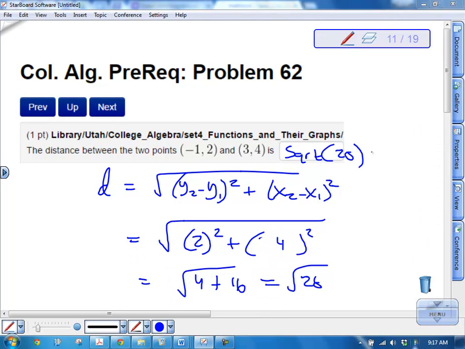It'll also accept if you reduce this: square root of 20, you get 2 square root 5. So if you say 2 square root 5, it'll also accept that answer.